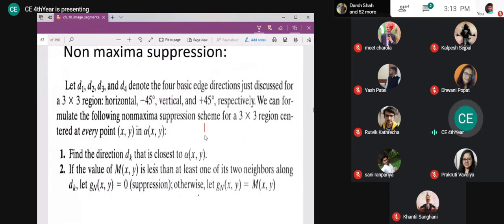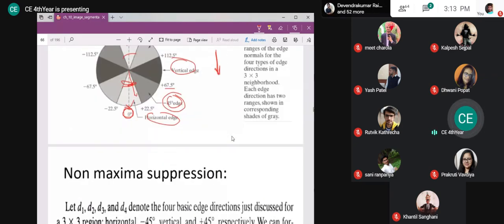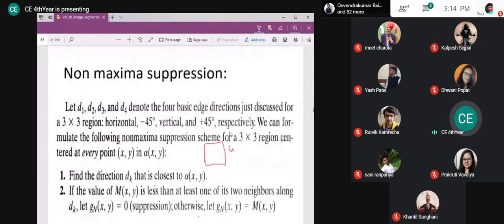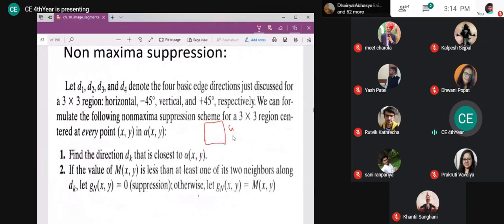What will happen now? Suppose an image is given to you. You will apply Gaussian. Then you will apply the first order differentiation, with any mask you like. Suppose you are using the Sobel mask for the gradient. Now you have your edges. Then you will check your alpha, because you have the gradient, so you will have your alpha.